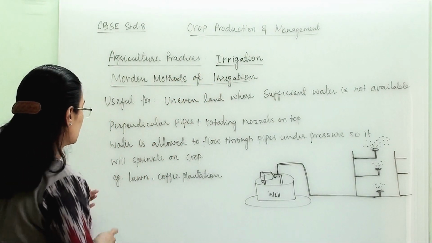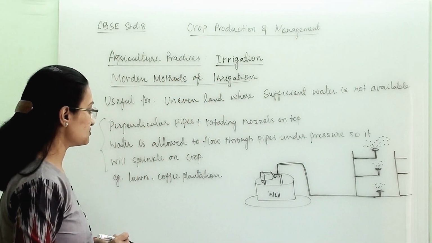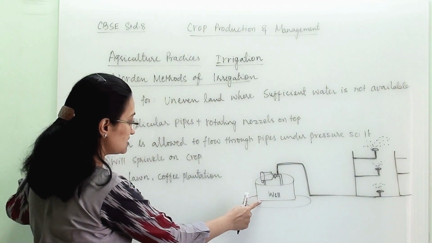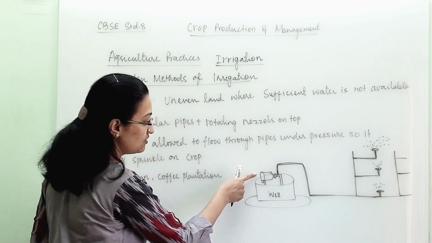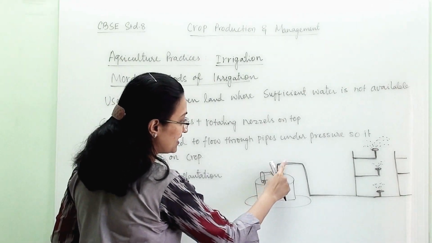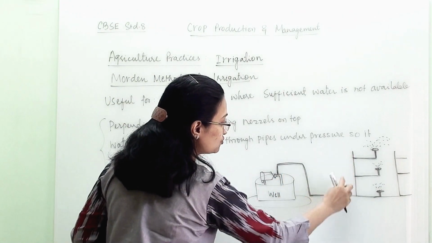How will it work? This is the working of the sprinkler system. As we can see here, this is a well or a reservoir. From that we are taking out water with the help of an electric pump, and that water will be circulated into the pipes.